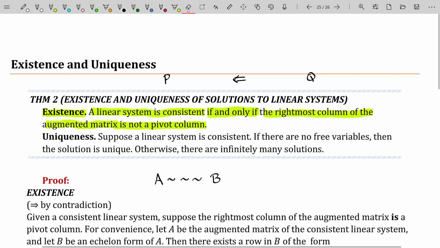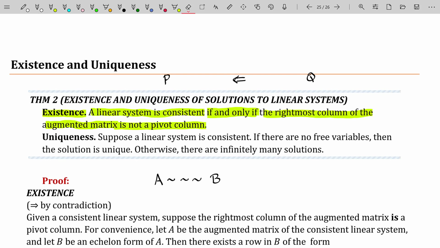But to end this video, I'll just state this. It's very, very important at this juncture of the course just to know, if you have a pivot in the rightmost column of an augmented matrix for a linear system, that linear system has to be inconsistent. If the rightmost column is not a pivot column, that linear system will be consistent. It'll have one or more solutions.